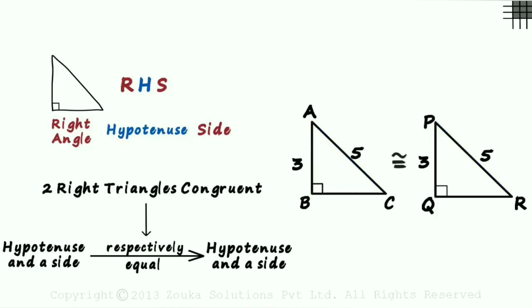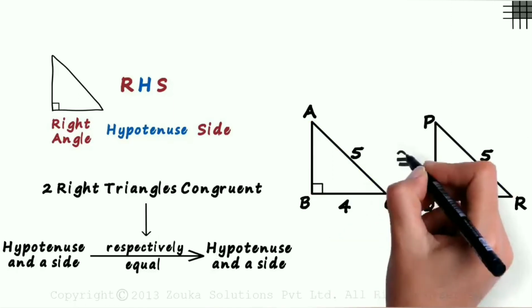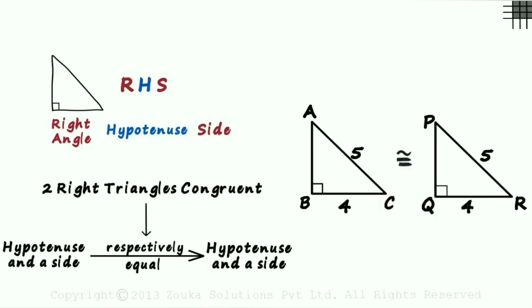Does it have to be the height? Let's assume that the lengths of side BC and QR are equal to 4 units each. Will the right triangle still be congruent? Yes, you can be sure that the two right triangles would still be congruent. The condition says hypotenuse and any other side.